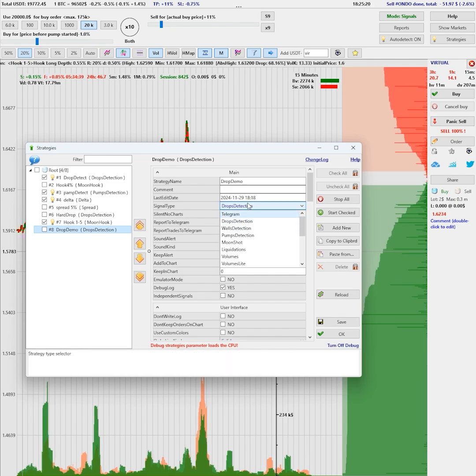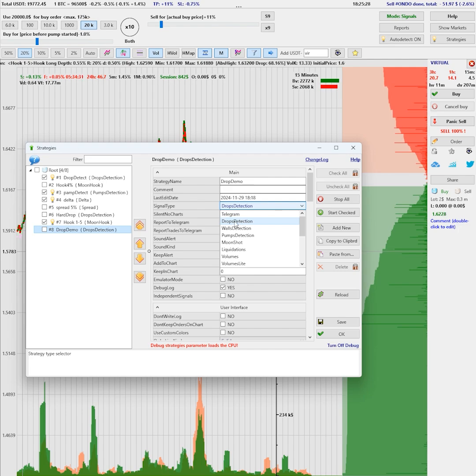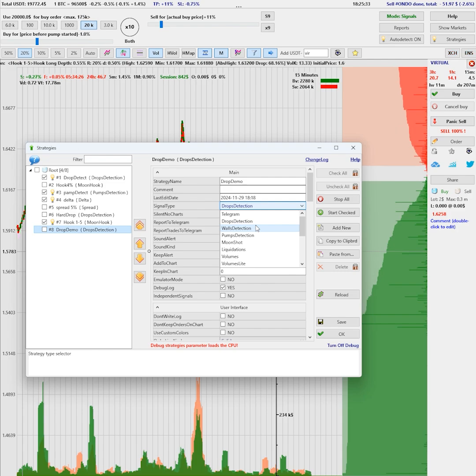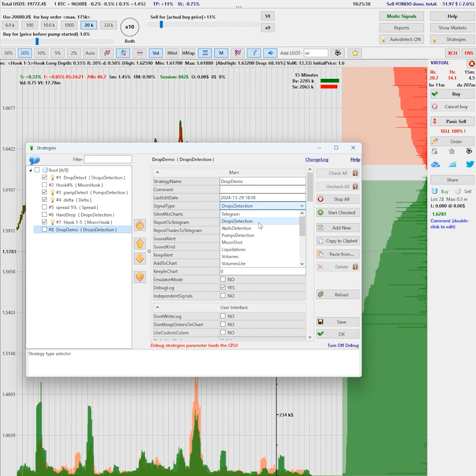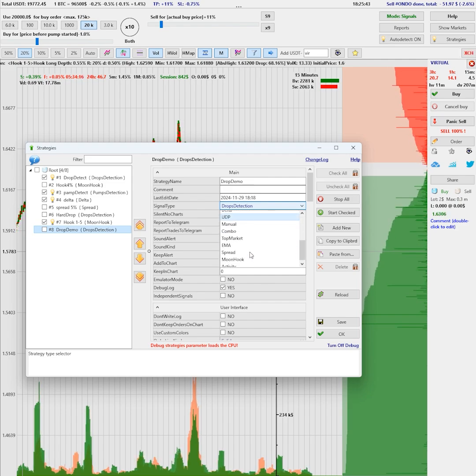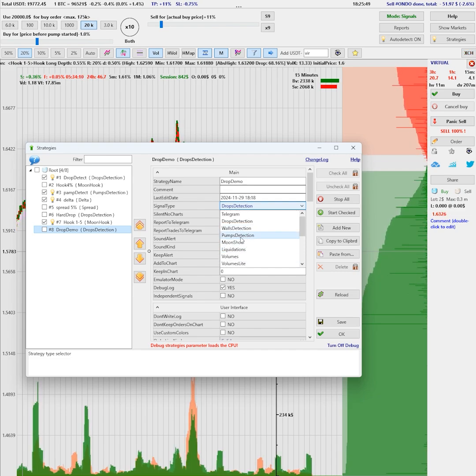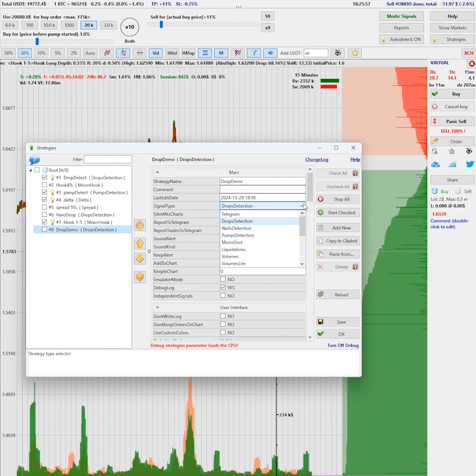To set up a drops detection strategy, you will go into this window. You'll just call it drop demo or whatever. In here, you will select drops detection. And really quickly, I want to say that the most profitable strategies that I've seen people set up and make a very significant amount of money consistently are drops detection, moonshot, EMA, spread, and moonhook. Sometimes I've seen pump detection, but it looks like it mostly works during a bull market rather than in any market condition.